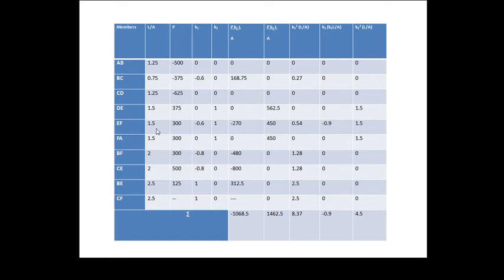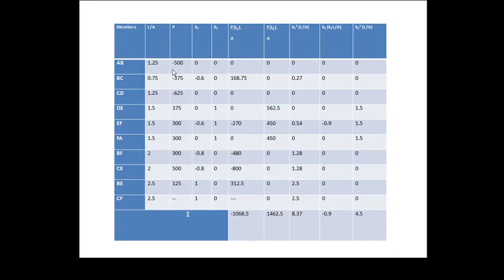EF is 1.5, FA 1.5, BF 2, CE 2, BE 2.5, and CF 2.5. That is L by A for each member, which will be tabulated in the table here. Then what is P is given here. See this one, that is AB.